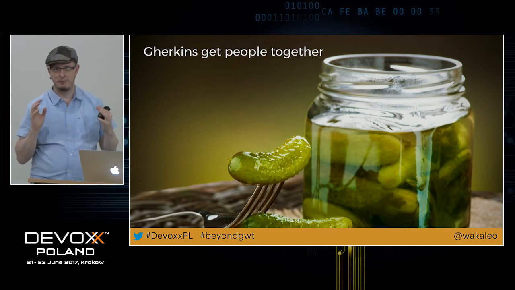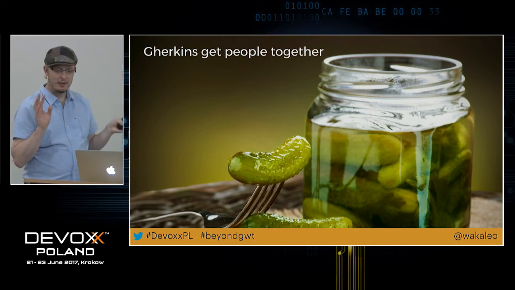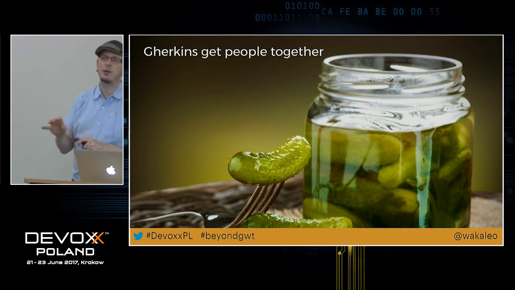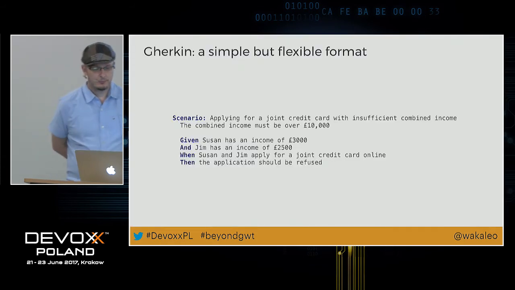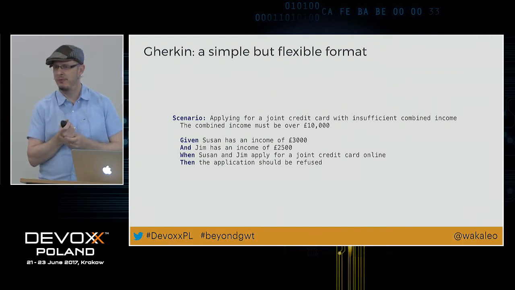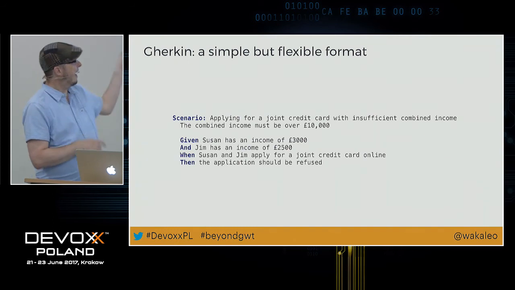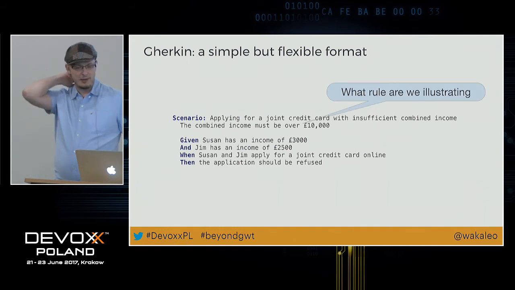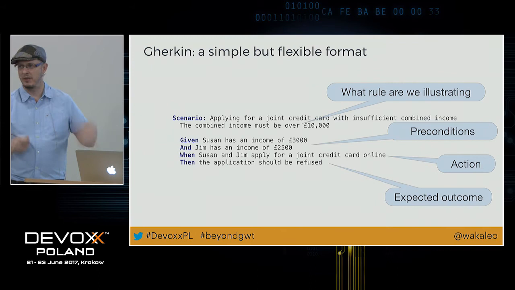So Gherkin is a really useful format. Don't get me wrong. Gherkin does a great job of being a central source of truth for BAs, for testers, for devs, for product owners. If you write it well, it's a lovely, unambiguous, and testable way to express your requirements. Here's a nice one. So I'm assuming everyone's sort of familiar with Gherkin, with Cucumber, yes? More or less. So this is a simple scenario where we show what rule we're illustrating, we give a precondition, an action, and an expected outcome. A very simple example, yeah?